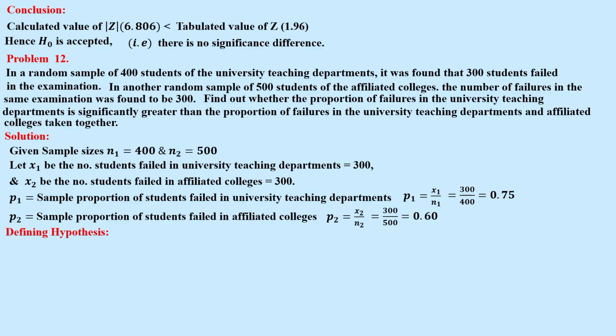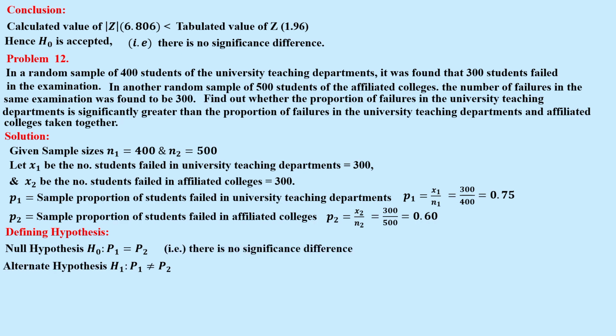So we are substituting the value. Defining hypothesis, there is no significant difference, that is the failure is the same in the university department and the affiliated colleges, right? And that is H naught, null hypothesis. Alternate hypothesis, there is a significant difference. We are using two tail. So you can use left tail also, greater than the proportion they are asking. So P1 less than P2, right? There is a significant difference.